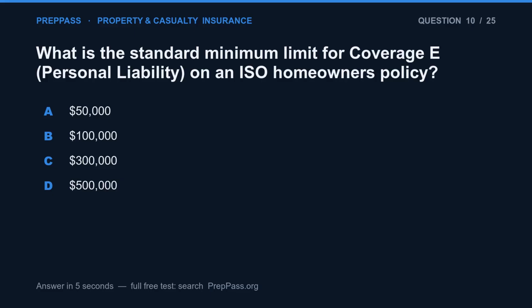Question 10. What is the standard minimum limit for coverage E, personal liability, on an ISO homeowners policy? A. $50,000. B. $100,000. C. $300,000. D. $500,000.